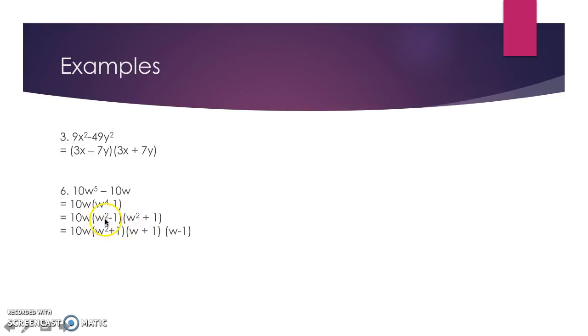We can look at w squared minus 1 because we know that we need a positive and a negative to equal that negative sign. So we need a positive 1 and a negative 1. So our answer is going to be 10w times w squared plus 1 times w plus 1 times w minus 1.